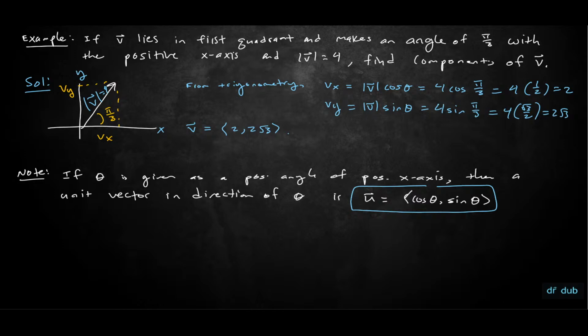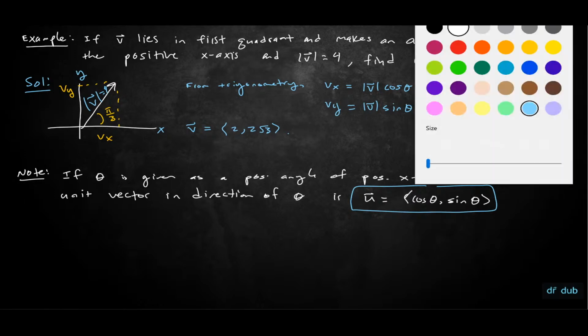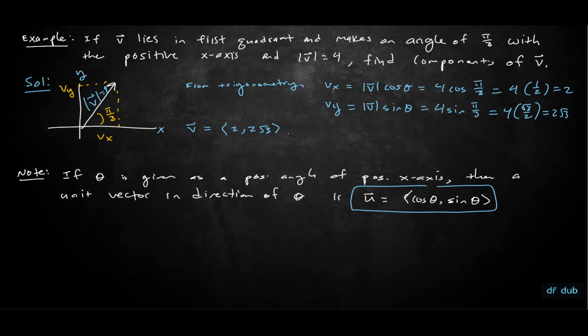If you need a unit vector in the direction of some angle, theta, off the positive x-axis, then you can just take cosine theta comma sine theta. I guess it doesn't have to be a positive angle. It just needs to be off the positive x-axis. If it's not off the positive x-axis, maybe it's off the y-axis, you just have to figure out the complementary angle or supplementary angle to get you off of the positive x-axis. And then you can use sine and cosine that way.